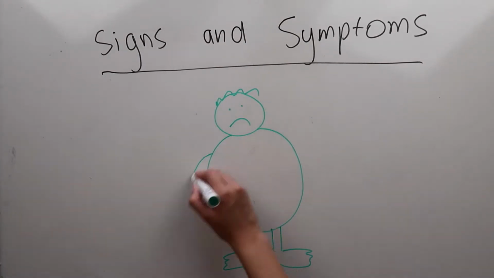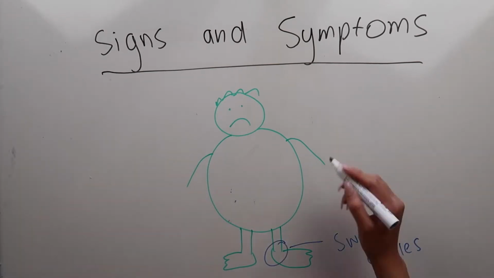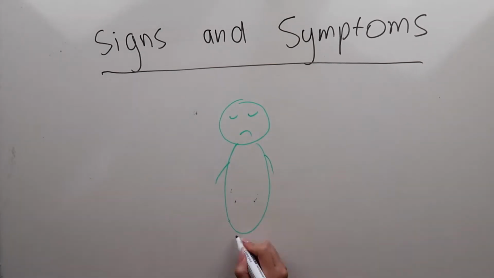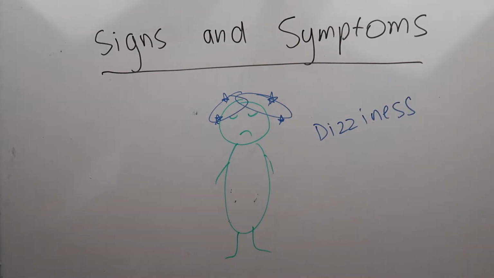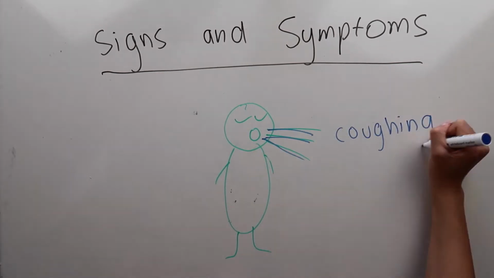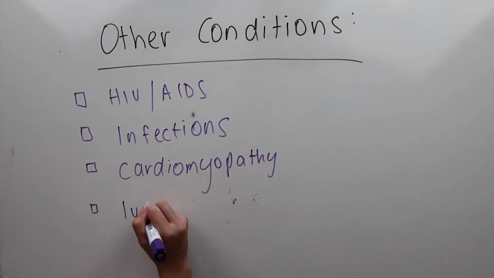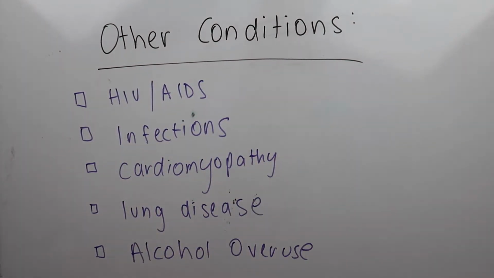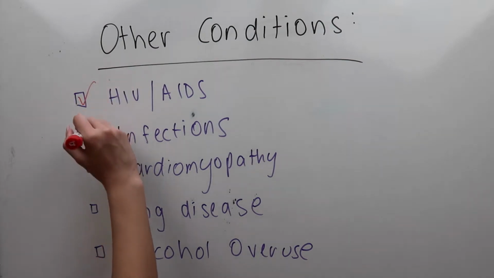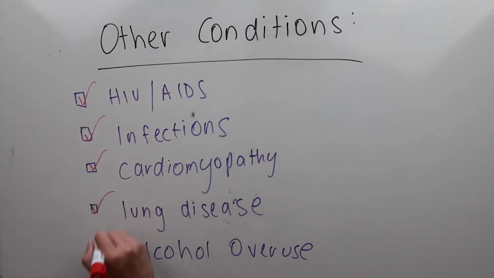What are the signs and symptoms of heart failure? It is characterized by symptoms such as swelling ankles, weight gain, dizziness, coughing, and the loss of appetite. Heart failure is also known to be caused by other conditions such as HIV or AIDS, infections, cardiomyopathy, lung disease, and alcohol overuse.